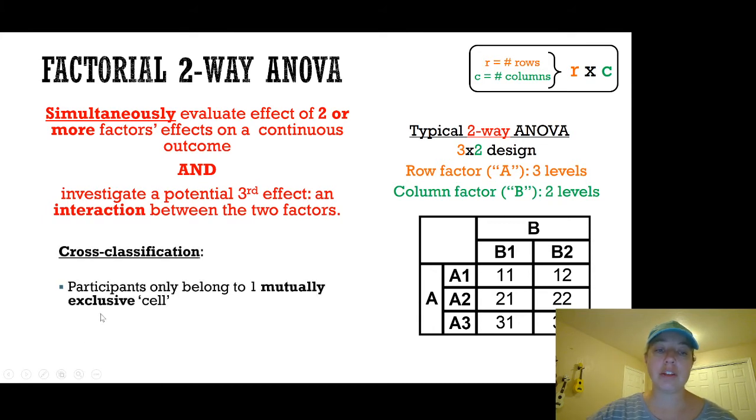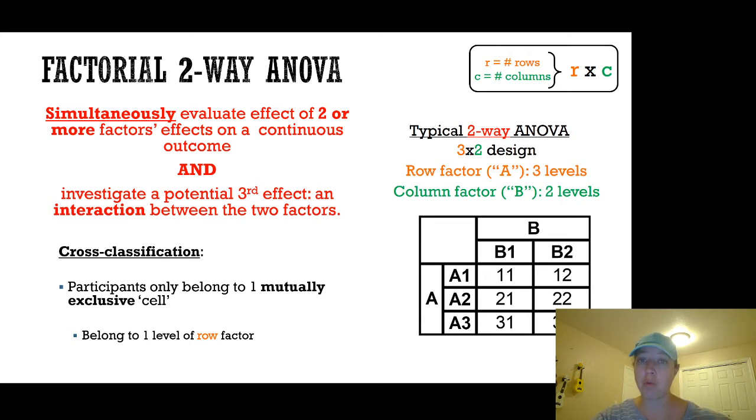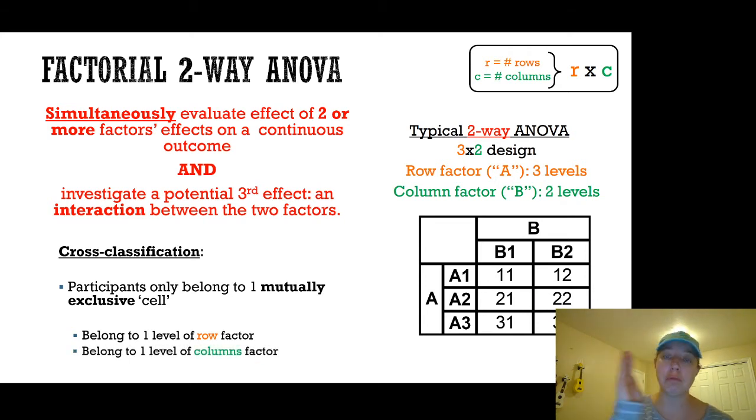So, cross-classification. All of our participants can only belong to one of each categorization, one of the combinations of the two factors. They can only belong in one cell. They can only belong to one row specification. They can only belong to one column. So in this one, they can only get one of the teaching methods, and we have to force them into one of the sex categories.